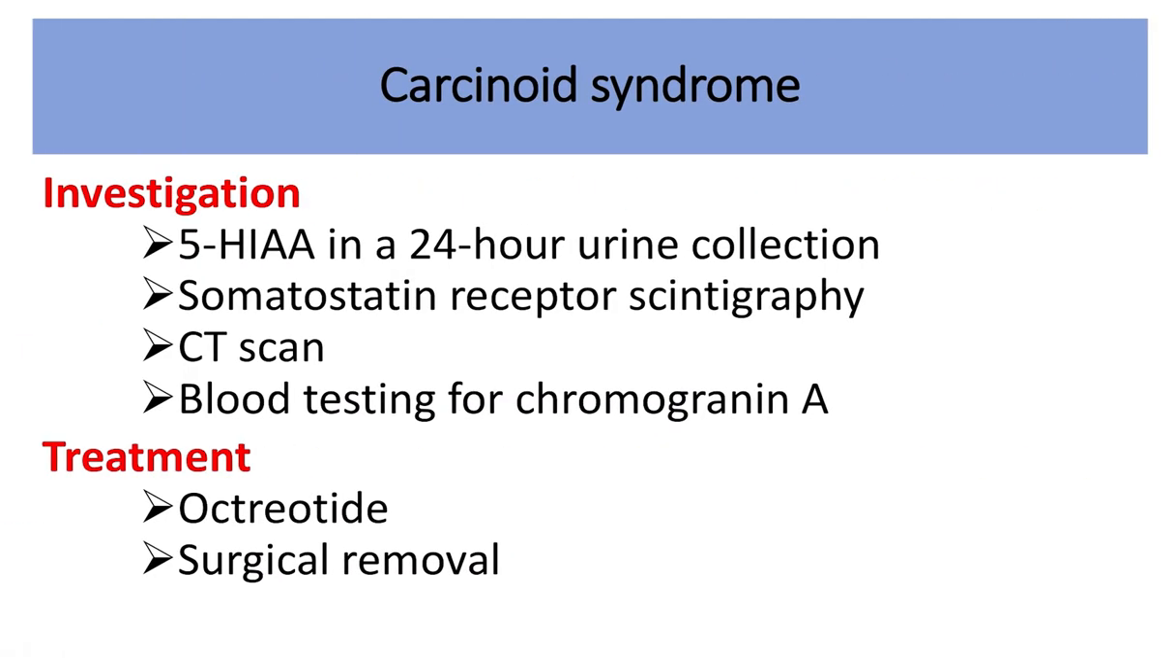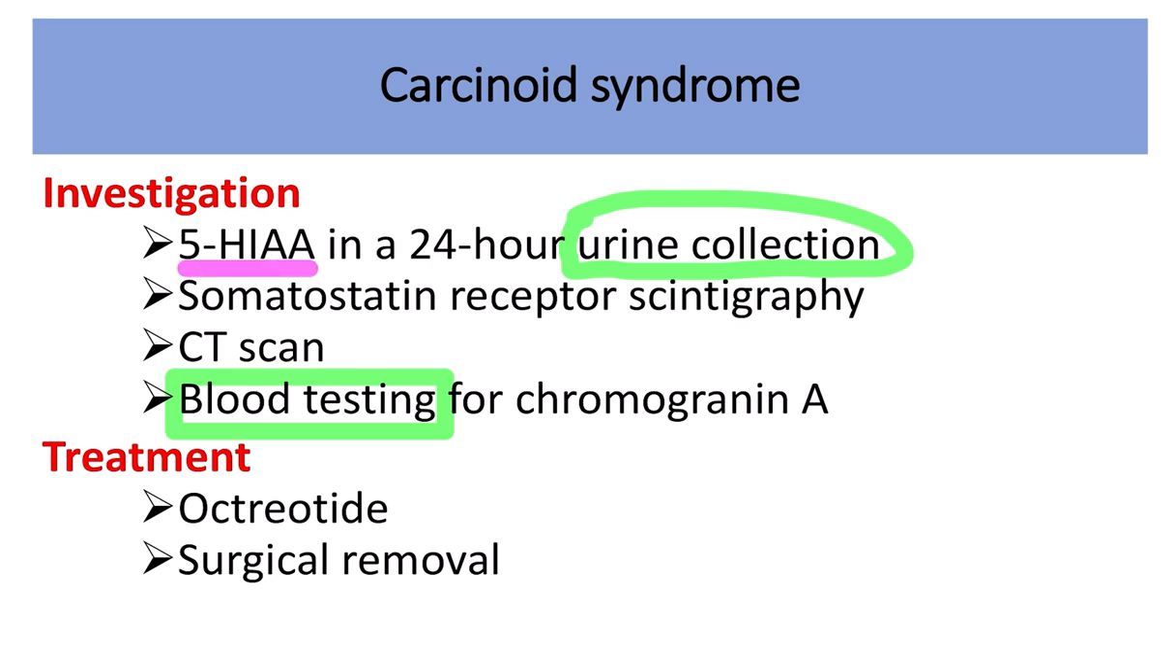Now see the investigation. This part is very important. First of all, let's see the urine and also the blood. What can we find in urine and what substances are present in the blood? In the urine, we can see 5-hydroxyindole acetic acid. On the other hand, in the blood, chromogranin A is present. So chromogranin A is present in the blood, but in the urine 5-hydroxyindole acetic acid is present, and it is diagnostic for carcinoid syndrome.